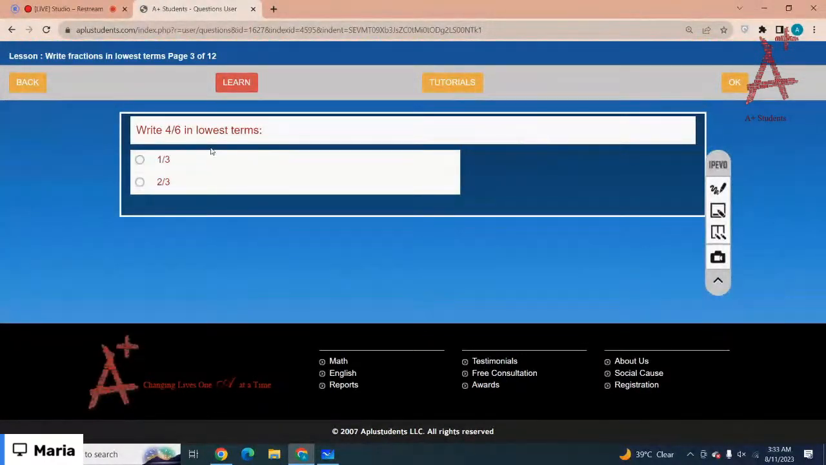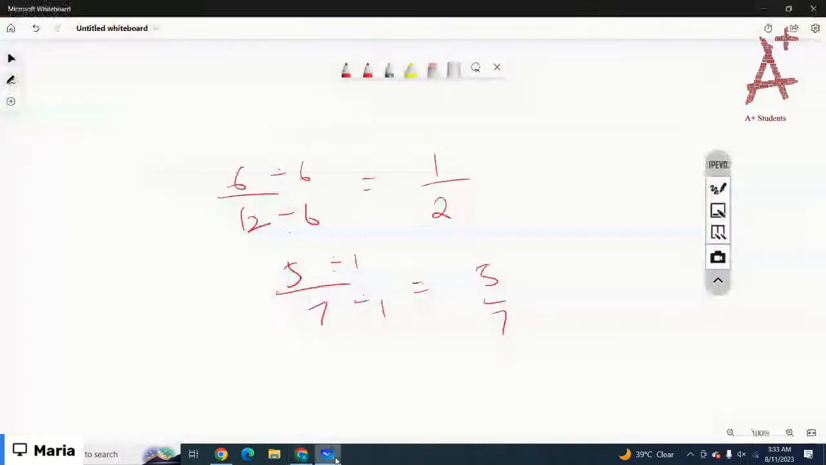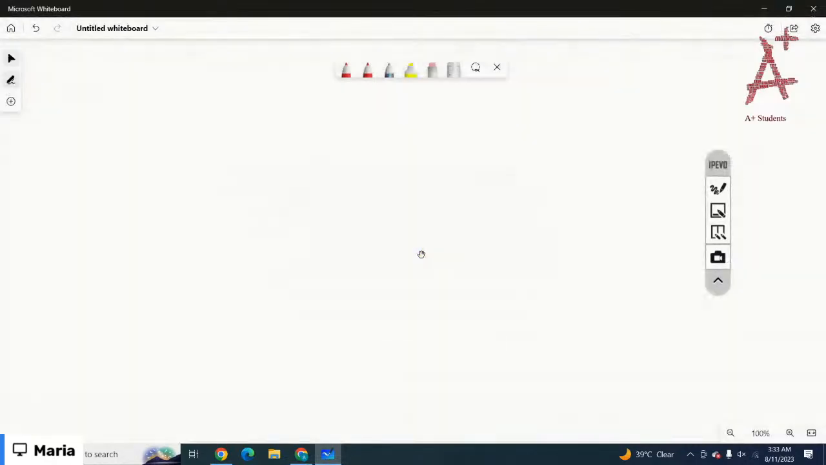Okay, the next one is write 4 by 6 in the lowest term. Okay, so which is the largest number that can divide both 4 and 6? Which is the largest number? It is 2. So just divide both numerator and denominator by 2. So 2 times what number is 4? 2 times 2 is 4 and 2 times 3 is 6. So the correct option is 2 over 3, right?